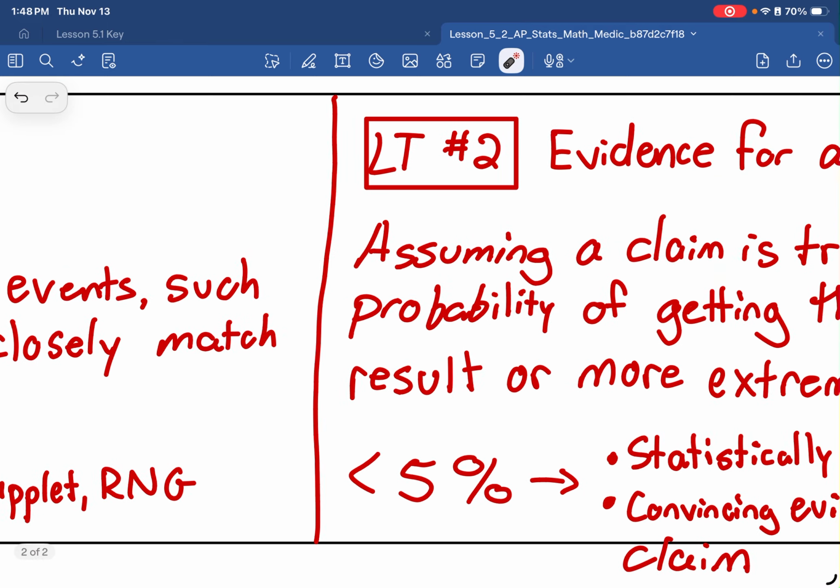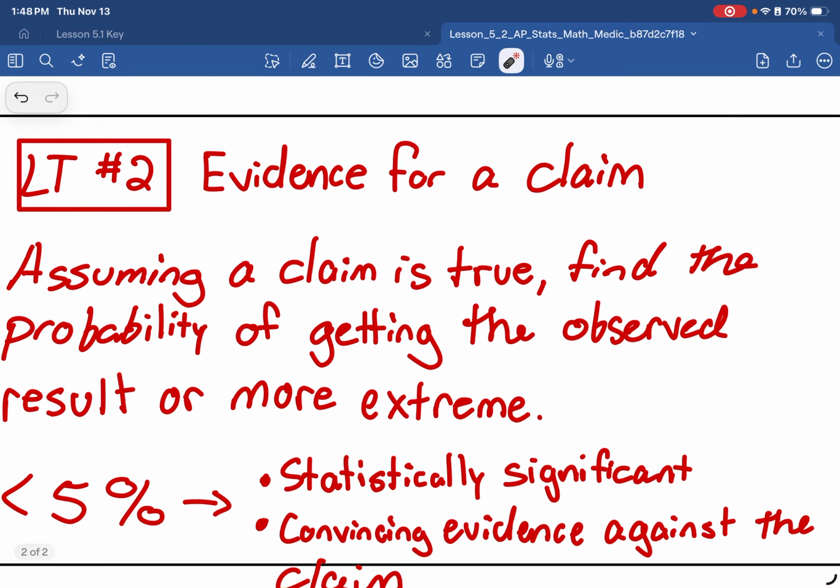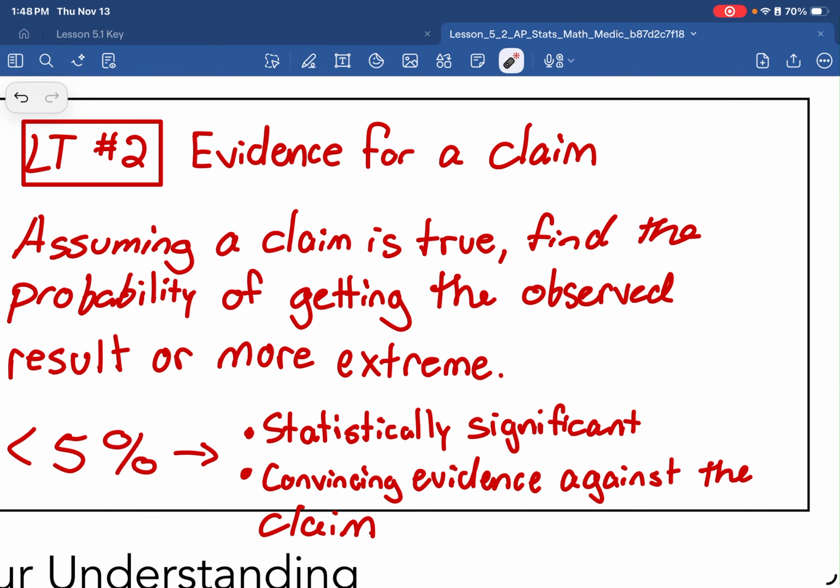The other thing is we use simulations to help us have evidence for a claim. When we're looking at the Pepsi one, are they lying or telling the truth? We assumed a claim is true, so we assumed Pepsi was telling the truth, that it is just 1 in 6 odds. Then find the probability of getting the observed result or more extreme. In this case, more extreme was less, because those people weren't winning as often. You could also have extreme be the upper end, like 9 or more. You just have to depend on the situation and your context.